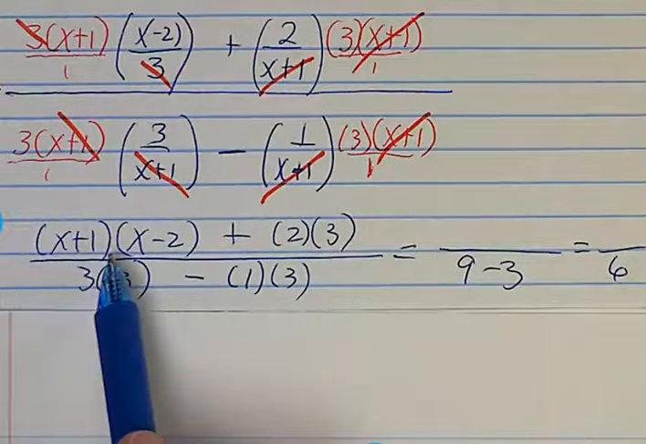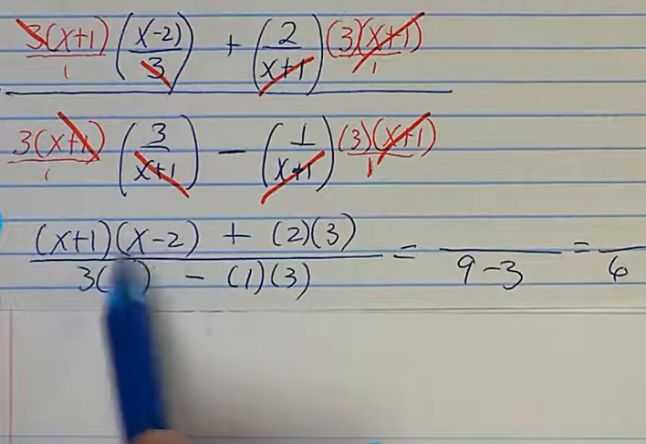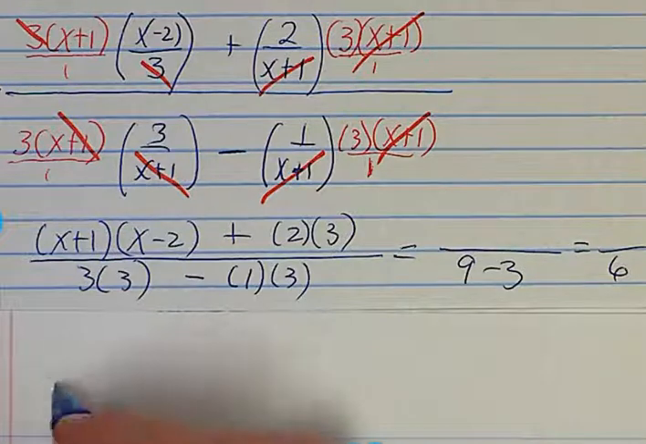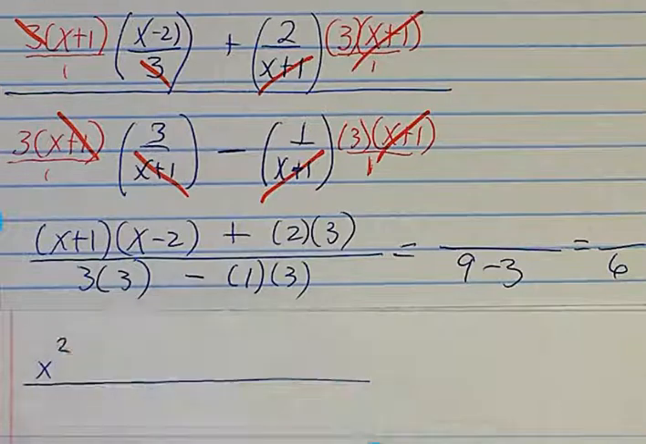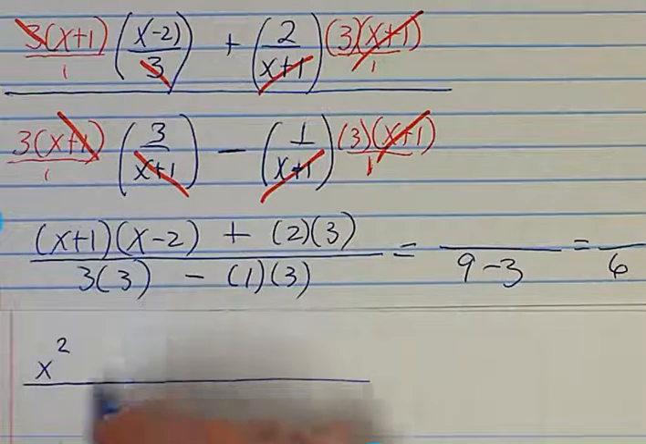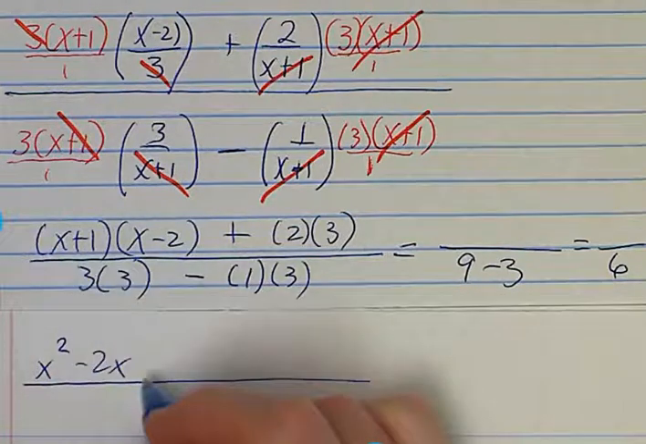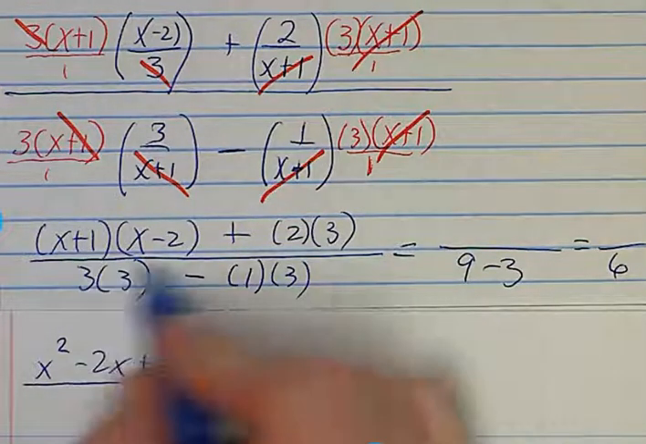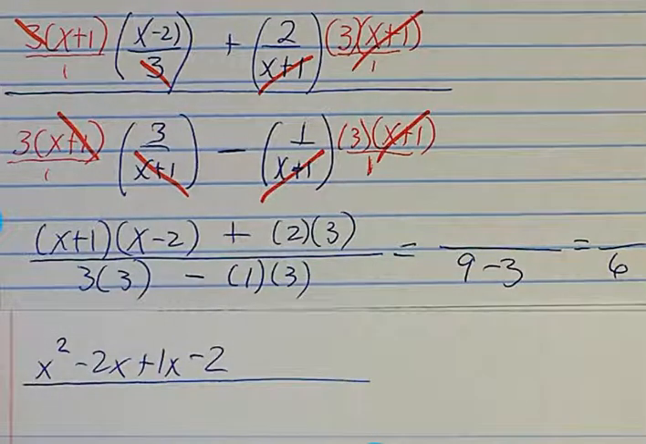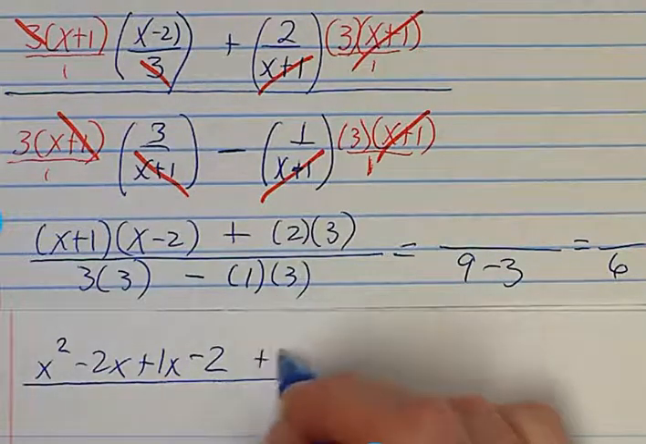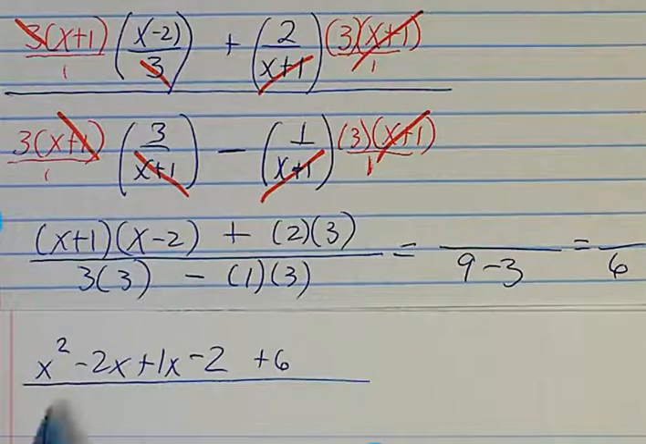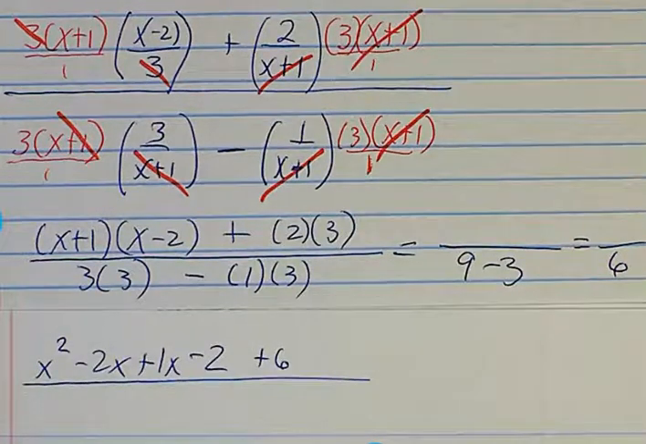Okay, so for this part, now you do have x plus 1 times x minus 2, so that one you are going to have to do the full method. So if we do the full method, you've got x times x for x squared. x times negative 2 for a negative 2x, plus 1x. 1 times negative 2 is a negative 2. Okay, this part's really easy. 2 times 3, that's just a 6. And I couldn't make all that fit here, so I just went ahead and dropped it down here.